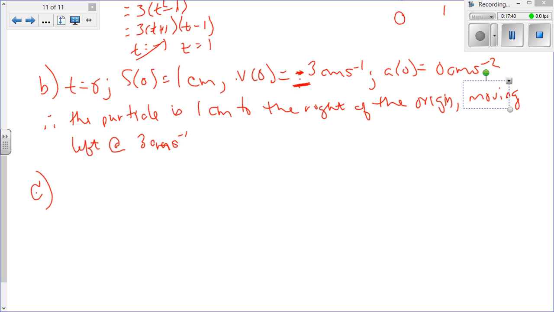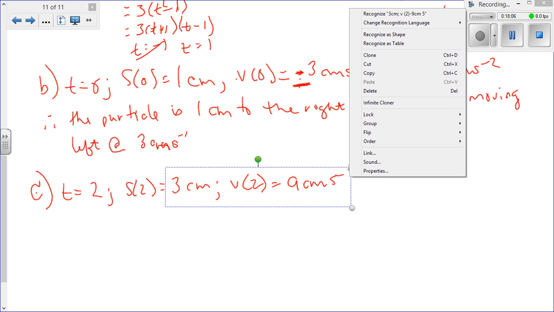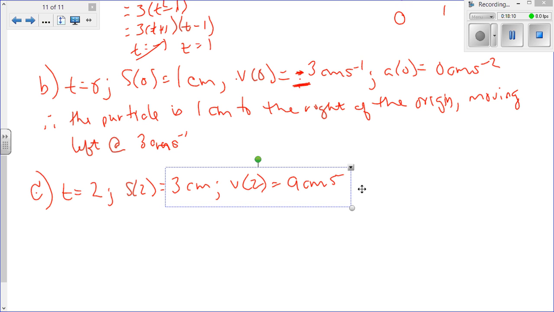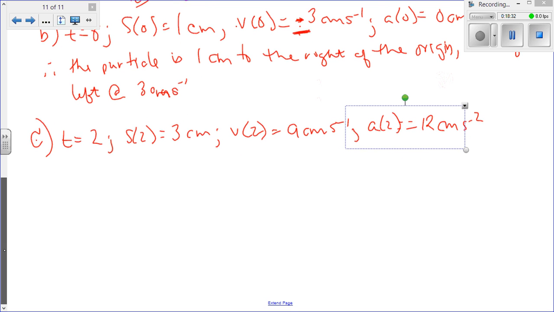For letter C, describe the motion of the particle at t equals 2 seconds. Well, t is equal to 2, then s of 2, I put in 2 into the original function, I will get 3 centimeters. If I find v of 2, I will get 9 centimeters per second. And if I find a of 2, I will get 12 centimeters per second squared. And then let's describe it.